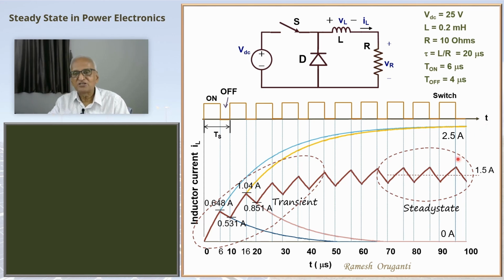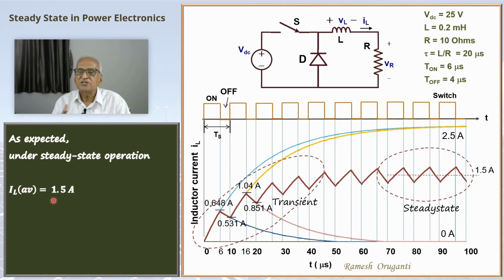But the power electronic circuit is in steady state here when the average quantities in a DC power converter have reached constant values. So as expected, under steady state operation, IL average is 1.5 amperes. You can work it out and calculate this average here. Only thing is here we have just taken a few cycles. In reality, you need to take a few more cycles before it reaches steady state. But even here, you can see visually it has almost reached steady state.